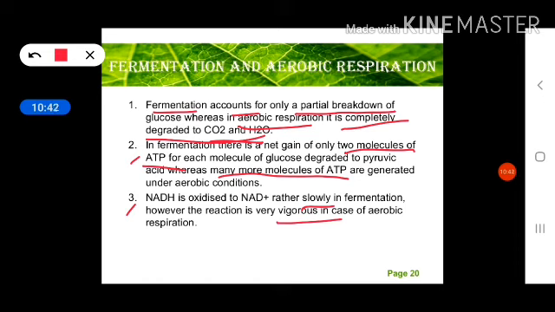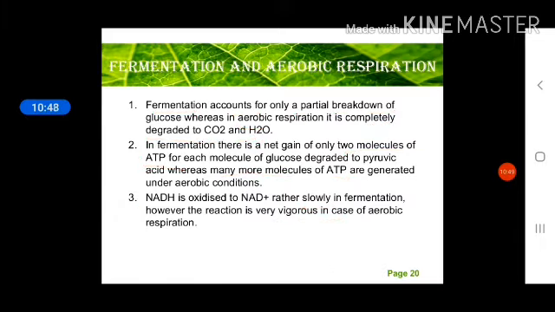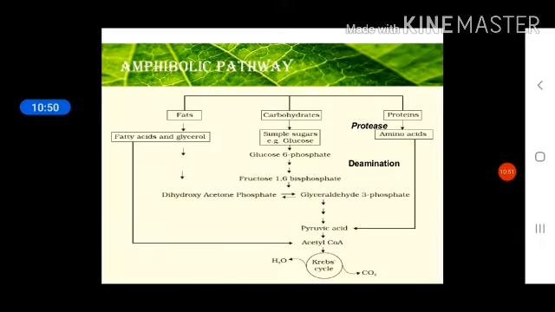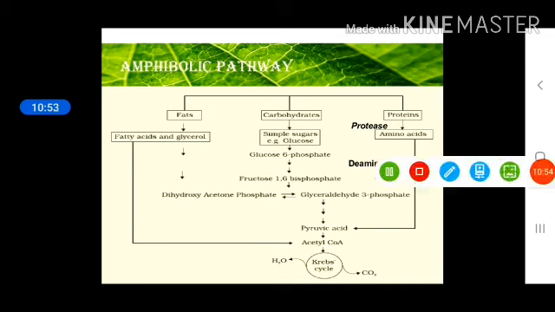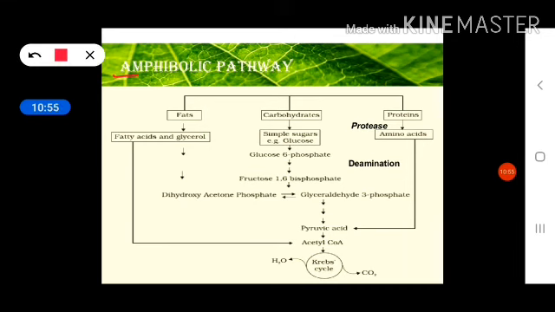And if we talk about the fat, it is also digested in our intestine and a little part in the stomach. After that, it converts into fatty acid and glycerol. It also undergoes beta oxidation, through which the fatty acid and glycerol are converted into acetyl coenzyme A, and it also follows the same pathway.